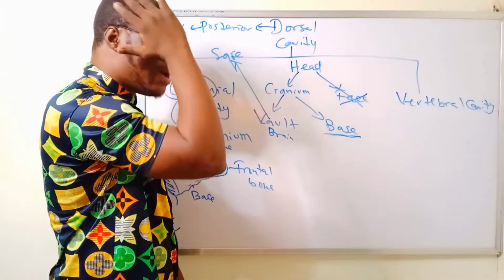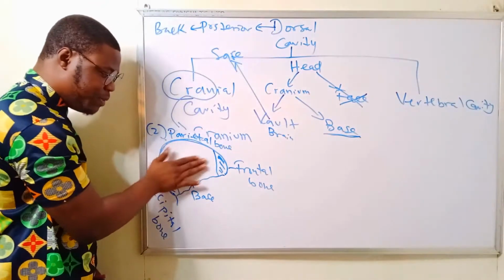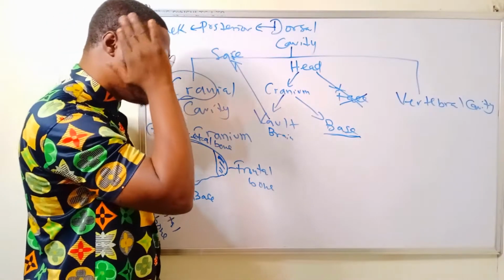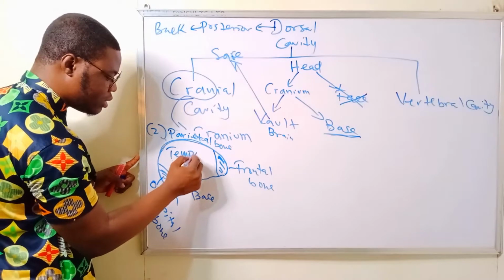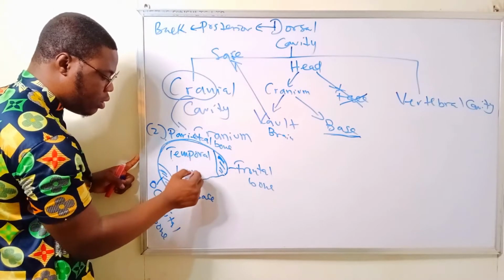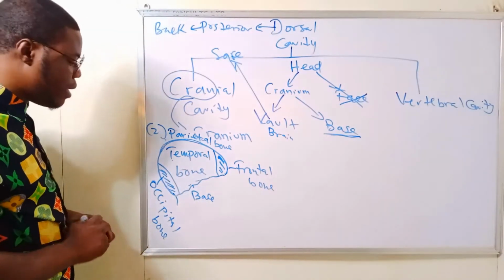Now, this diagram is showing my side view. Now, this place. So, talking about this structure, and this structure is called the temporal bone. Temporal bone.